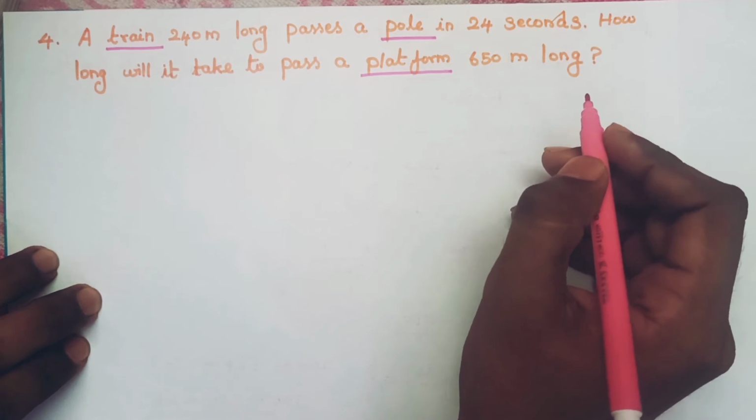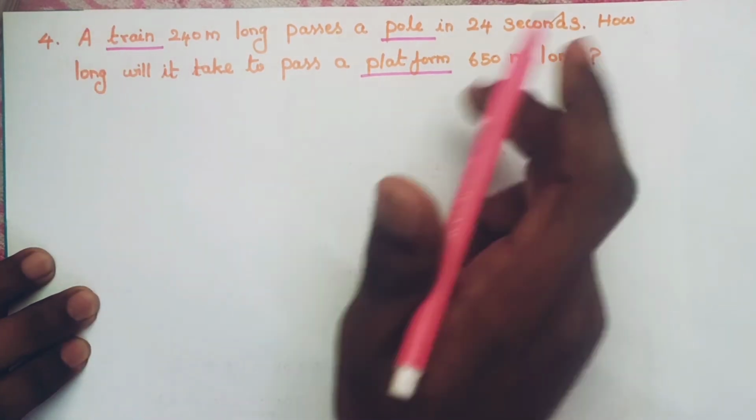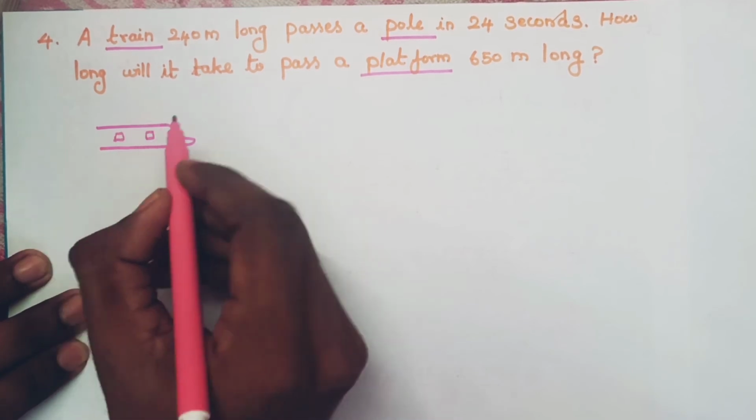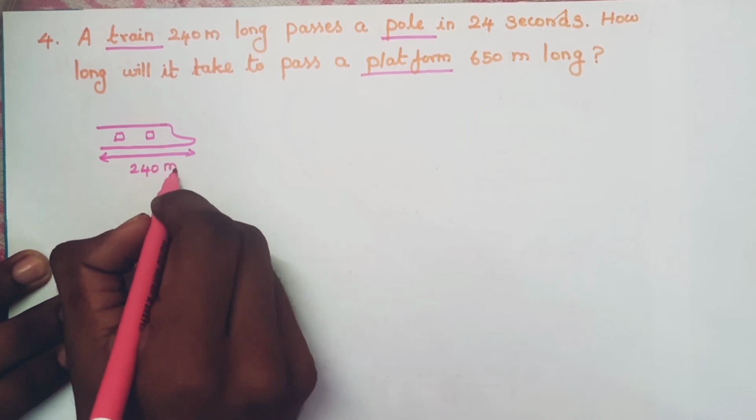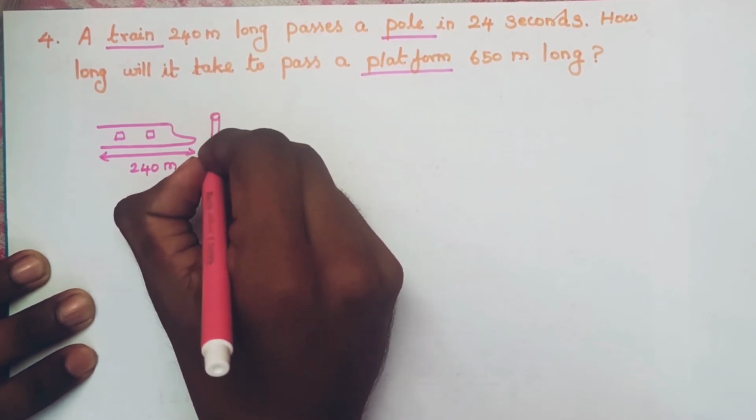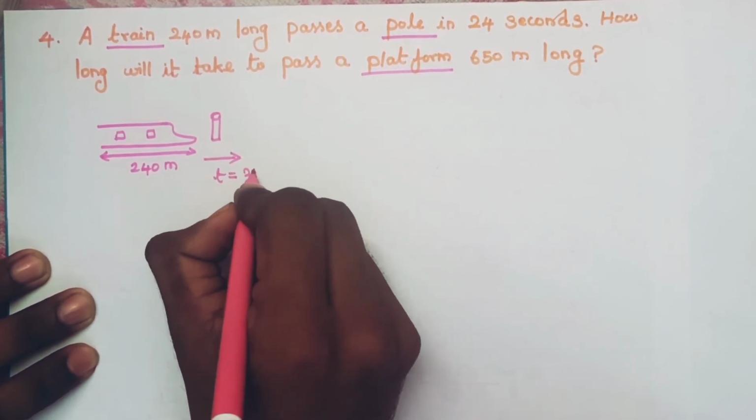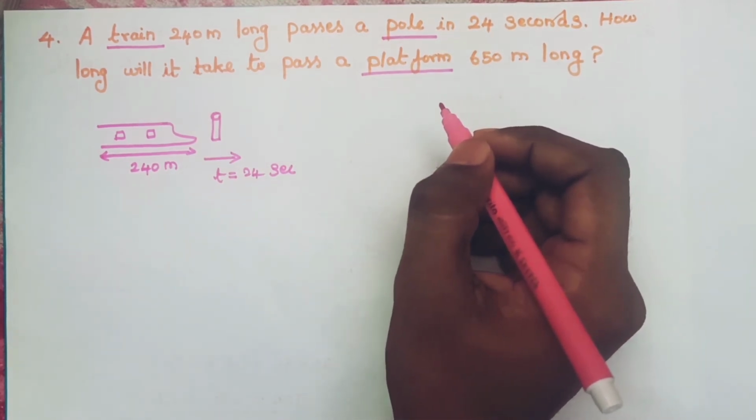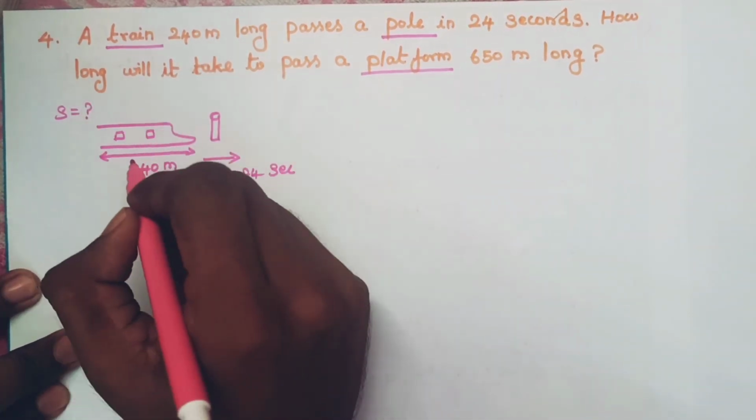First, you have to take point method in order to find out the missing value. Let me take the first sentence. A train 240 meter long passes a pole in 24 seconds. Just consider it as a pole, passes a pole in how many seconds? 24 seconds, right? And what is the missing value here? Speed of the train, right? So we have to find the speed of the train by using the point method formula.